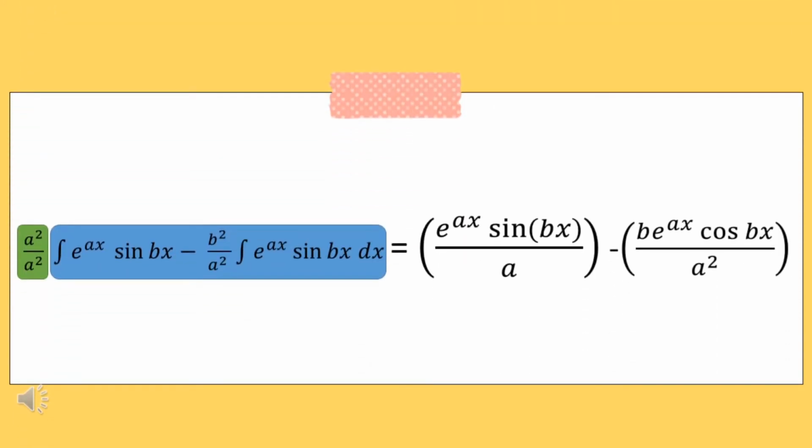After that, because it is minus, we need to make the denominator for the first integration of exponent ax sine bx the same as the second one. So we multiply the first one with a square over a square.